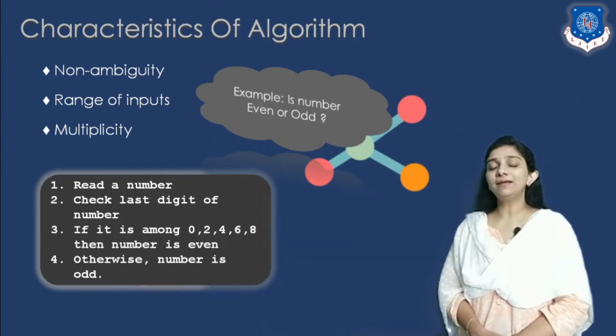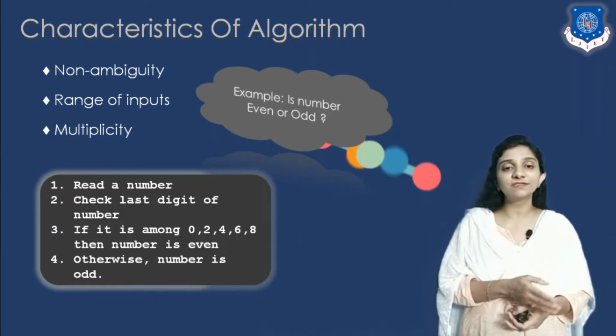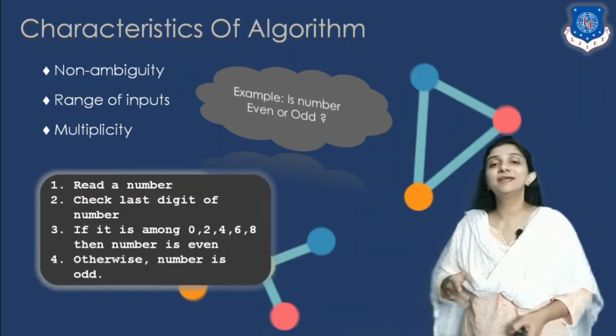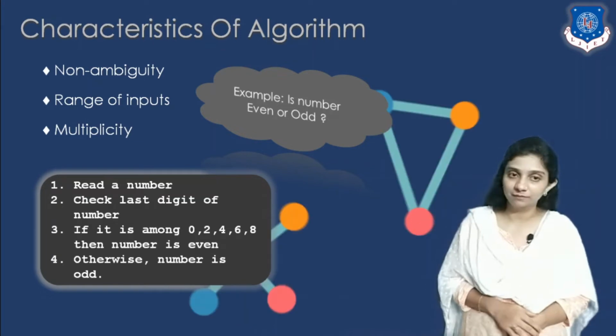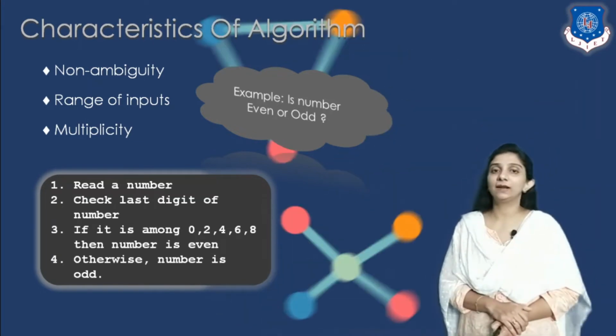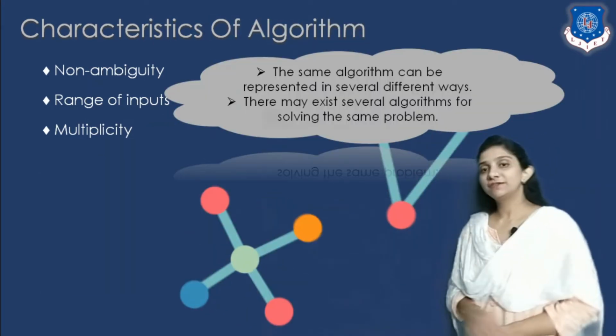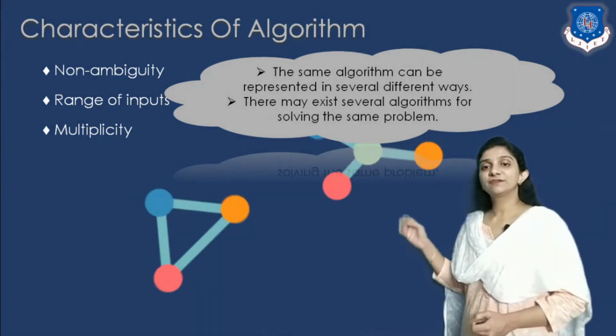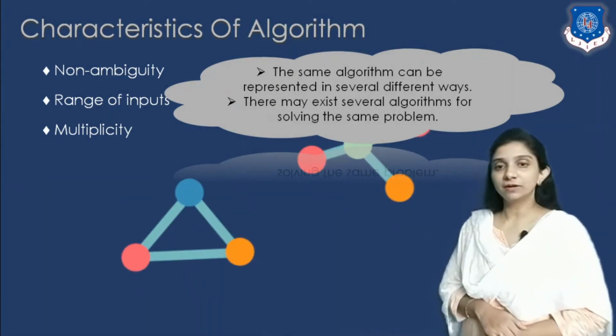One algorithm can be represented in multiple ways, or to solve a single problem, there do exist multiple algorithms. So that is the property of an algorithm. The same algorithm is represented in several ways and there are several algorithms to solve a particular problem.